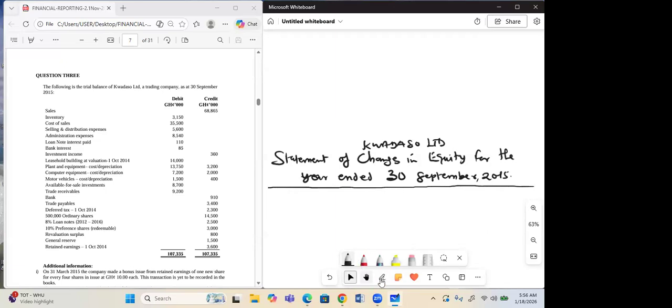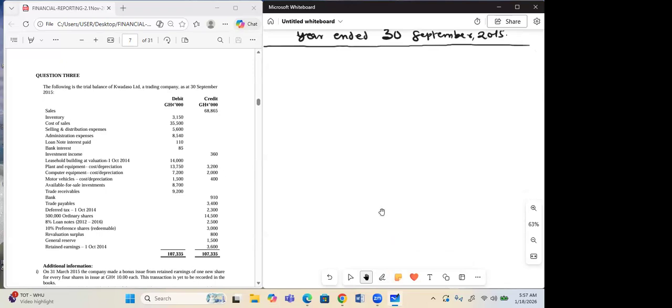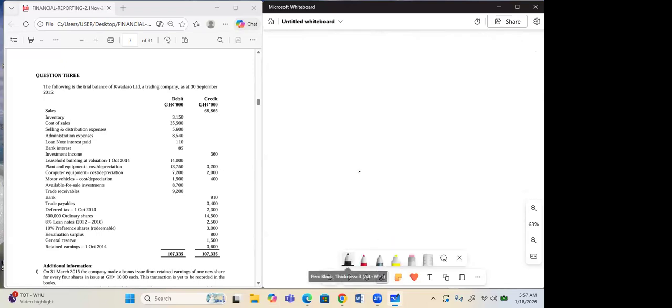Then the next 2 pages, the statement of financial position. Yes, let's go. So, Kwadaso Limited.